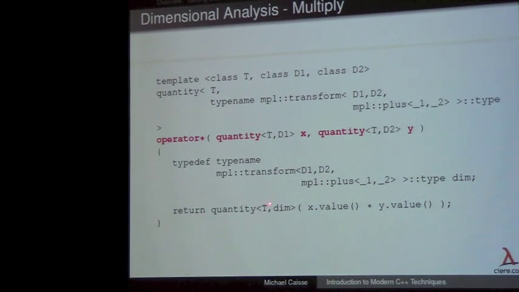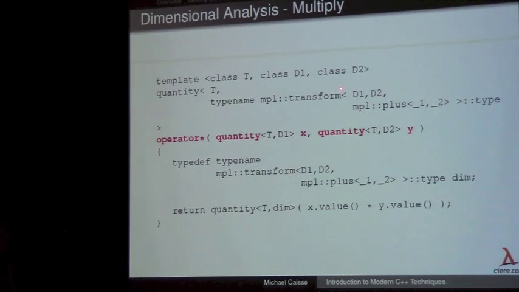Return quantity, the T, and then the dimension. So if your dimensions were just single numbers, not in this case, then you would just be able to use plus by itself, right? You just add. Because it's a vector, you have to basically iterate. We have to iterate through the vector at compile time, and we're not going to talk about that, but you want to pick that book up because it's amazing. At compile time, you can iterate through these vectors and do things. Transform does that for us.